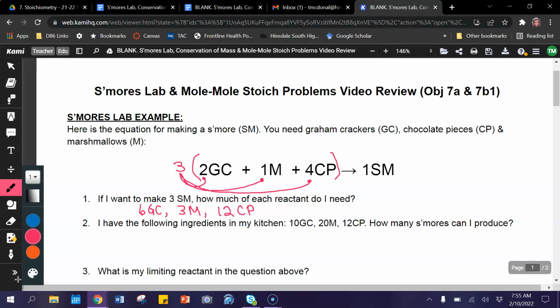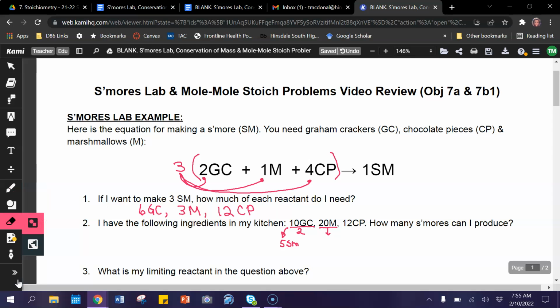So in order to figure this out, I just need to divide each amount by my coefficient in my equation. So 10 divided by 2 gives me 5. So with my 10 graham crackers, I could make 5 s'mores, as long as I had enough of everything else, but I'm not sure. Let's wait and find out. For every s'more, I need 1 marshmallow. So 20 divided by 1 is 20. So if I have enough of everything else and 20 marshmallows, I could possibly make 20 s'mores.